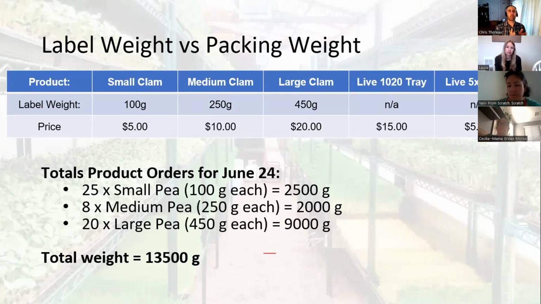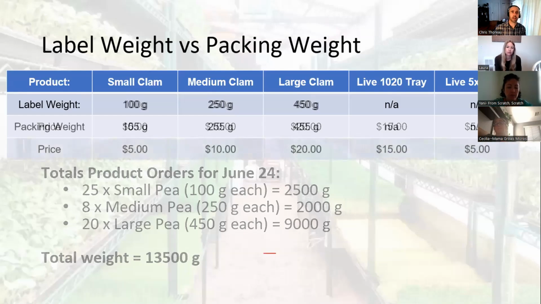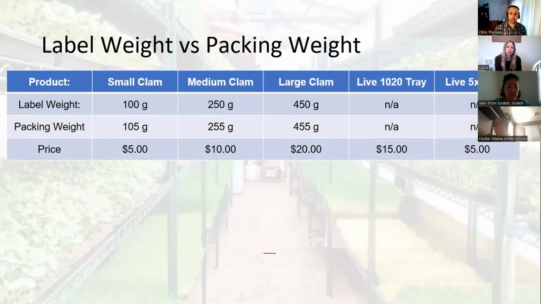So if I've done my calculation at 100 grams for my crops, but I'm packing 105 grams, my calculations are going to be off. And so here is where we have the idea of, we have our label weight, and then we have our packing weight. The label weight is what we show the customer about how much they're getting. And the packing weight is what we use for our calculations.